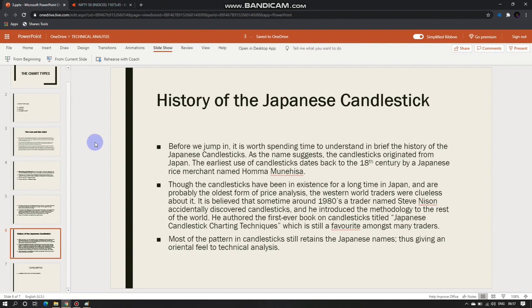It is believed that sometime around the 1980s, a trader named Steve Nison accidentally discovered candlesticks, and he introduced the methodology to the rest of the world. He authored the first ever book on candlesticks, titled Japanese Candlestick Charting Techniques, which is still a favorite amongst many traders. Most of the patterns in candlestick still retain their Japanese names, thus giving an oriental feel to technical analysis.